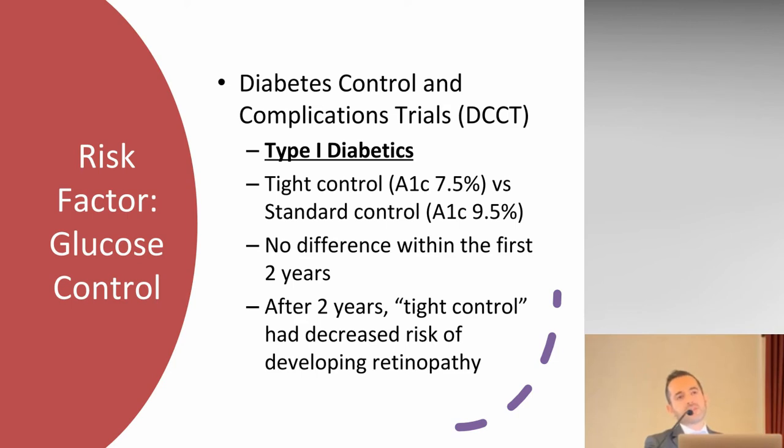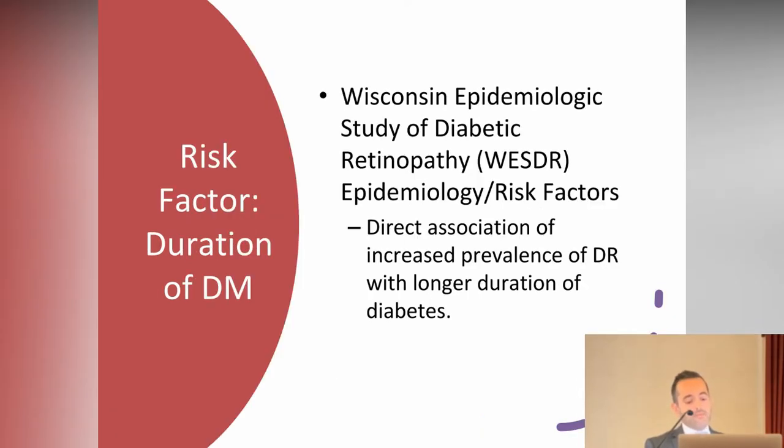What was interesting was that in type 1 diabetics, when they looked at it, in the first 2 years they didn't see much difference between the two. But after 2 years they noticed that they were diverging, that the patients that were doing better with their diabetes had a reduced risk of progression of diabetic retinopathy. Not only is glycemic control important, duration of diabetes is also important.